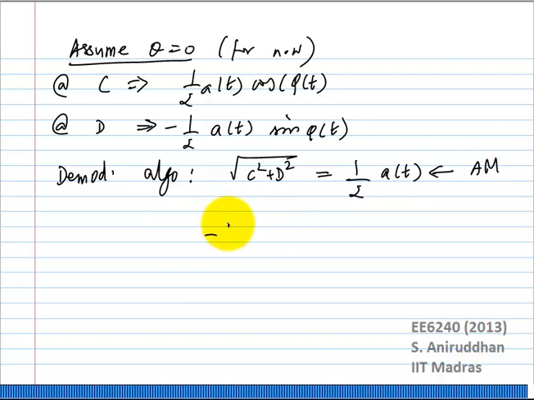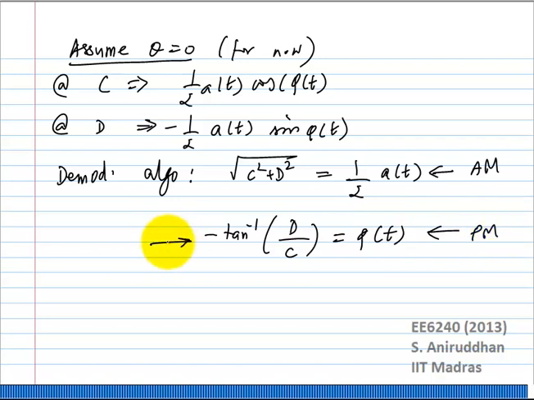And minus tan inverse D by C is phi of t, and this will help you retrieve the PM component. And we also said we need to remember that we need a 4th quadrant tan inverse. Otherwise you will not get a unique representation of the signal in all the 4 quadrants.